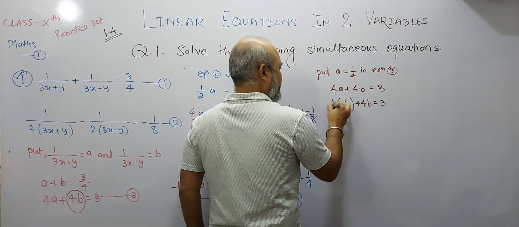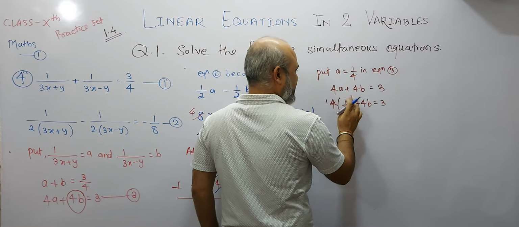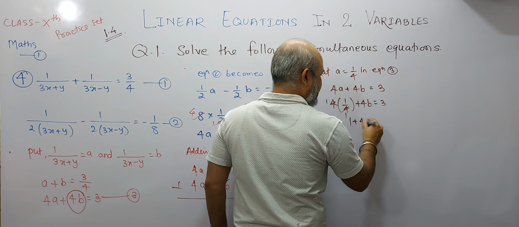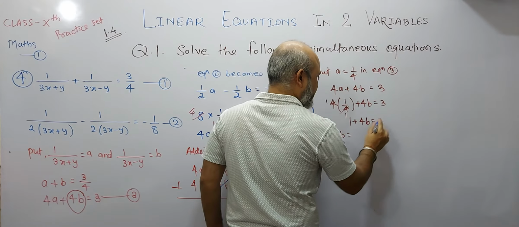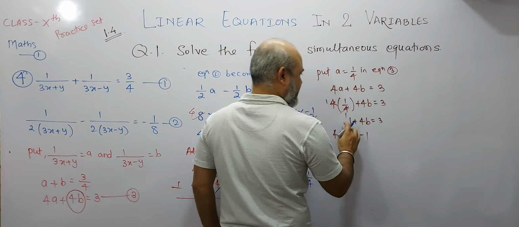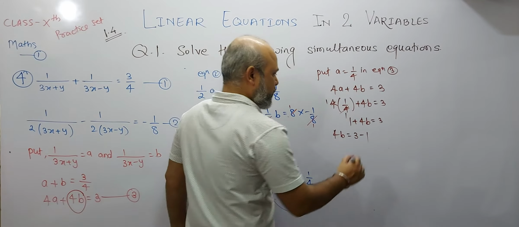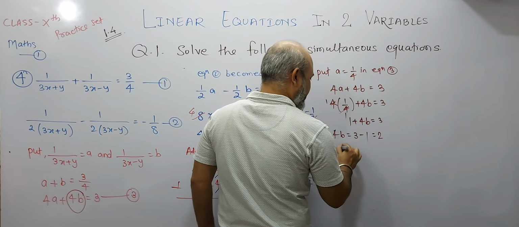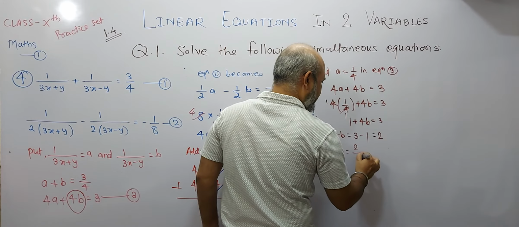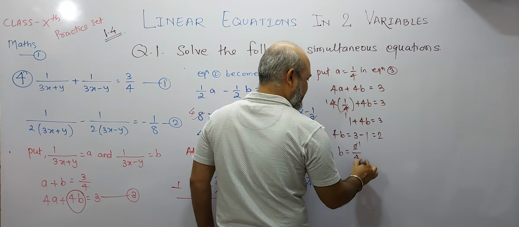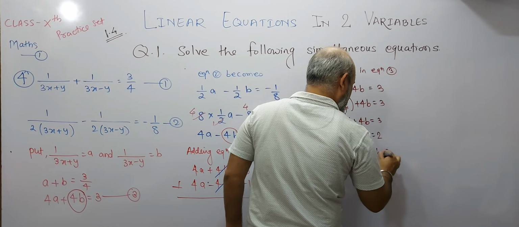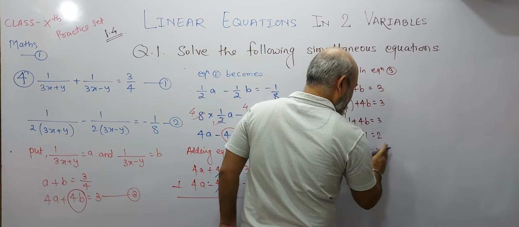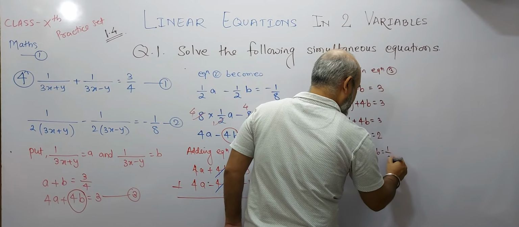Now 4 is cancelled out with this 4. So you get 1. 1 plus 4b is equal to 3. So 4b is equal to what, student? This will be 3 minus 1, this plus 1 becomes minus 1, which is equal to 2. So b will be what? 2 upon 4. And simplify, 2 ones are 2, 2 twos are 4. Therefore you will get b is equal to 1 by 2.